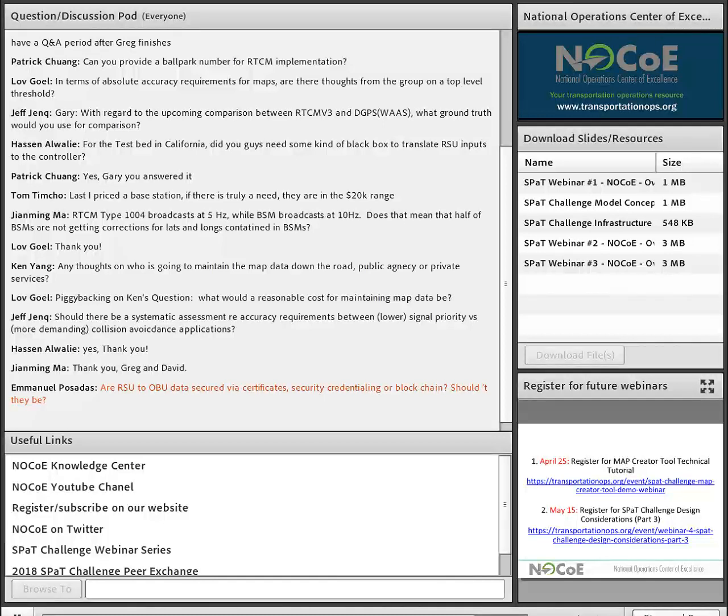Good point. So a related question then, and I suppose depends widely on the ownership and then the method by which the map data is created. What would be a reasonable cost for maintaining map data?